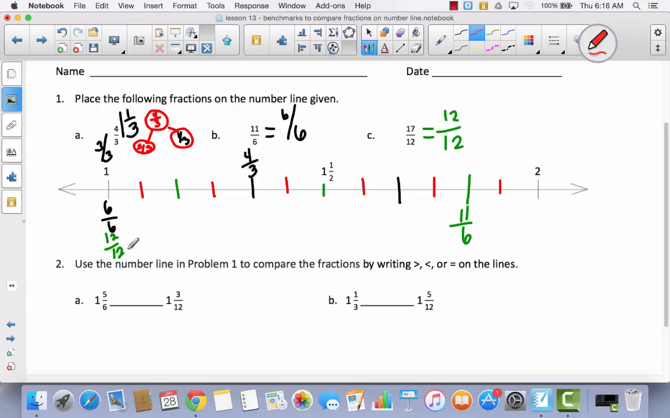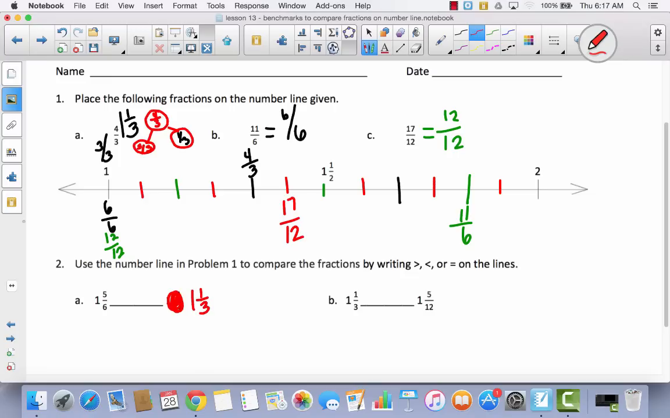So this is 12/12ths, 13/12ths, 14/12ths, 15/12ths, 16/12ths, 17/12ths. Okay, so I'm pretty sure that there is a mistake here because when I'm looking at this, there is no 1 and 3/12. There's only a 1 and 5/12. So the first thing I want you to do is go ahead and mark this out and change this to 1 and 1/3.